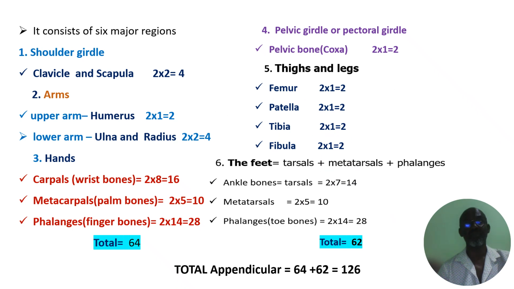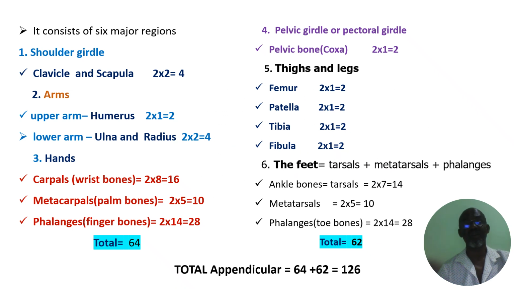Therefore, you do have the 6th division, the feet. The feet contain tarsals, metatarsals, and phalanges. Tarsal bones are also known as ankle bones, 2 times 7. Metatarsals are 2 times 5, 10. Phalanges are 2 times 14, 28. Total 62. Add these two.